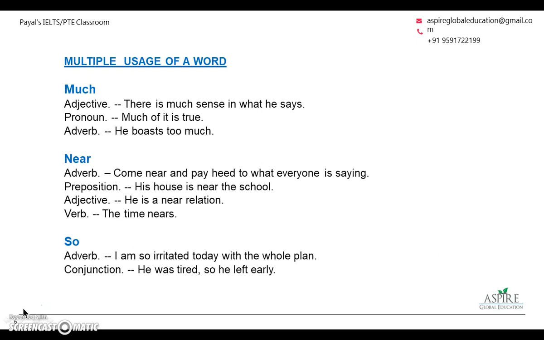So, I'm so irritated today with the whole plan. So is describing the verb, so it acts as an adverb. He was tired, so he left early. There are two sentences: he was tired, he left early. So this word is acting as a conjunction, a connector to connect two different sentences.